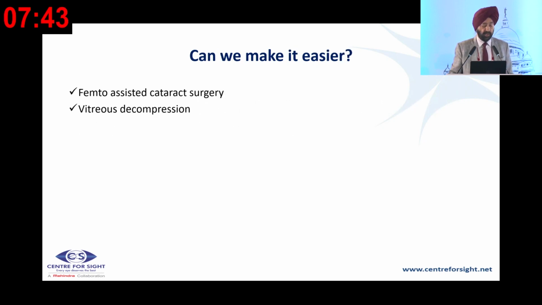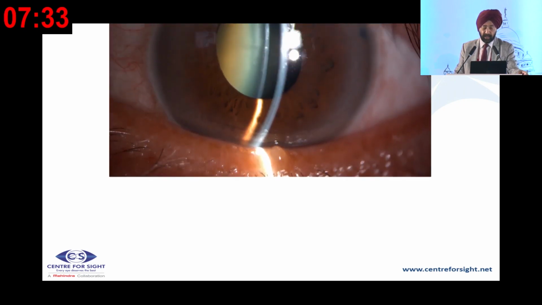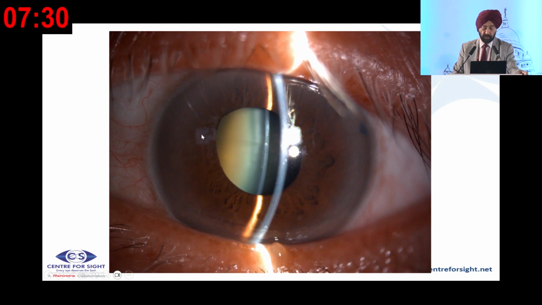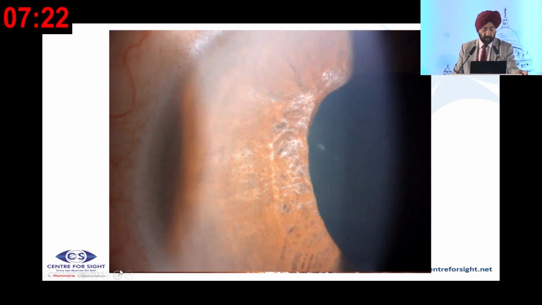So we do two things: one is femto assisted cataract surgery and the other is vitreous decompression. In this case there is a small pupil and an irregular, shallow AC. The patient had an attack of angle closure glaucoma. You can see this is the angle closure glaucoma, and an iridotomy had been done. Again, it is a very shallow AC which this patient has.